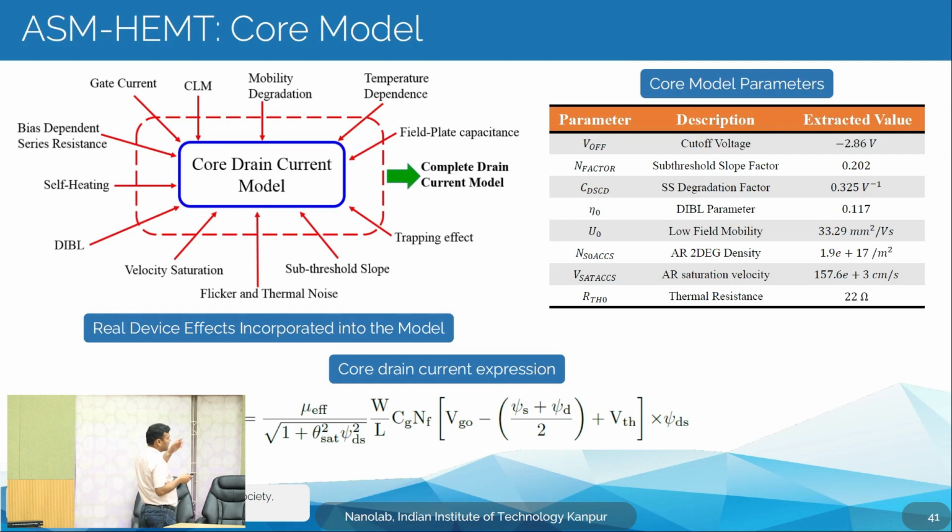So this is a picture summarizing that the core model is there, and on top of the core model we add all other effects one by one, so that the model captures the real device physics. And these are some of the core parameters, but these are just some of them. There are a few more parameters, and this is just a representation of the current as a function of surface potential.